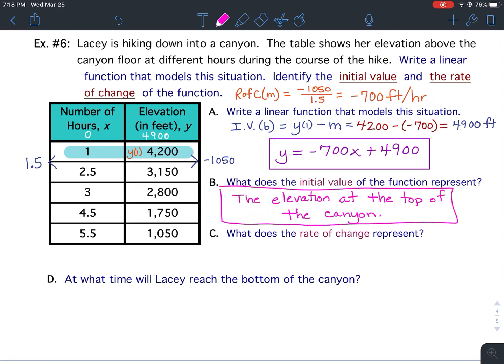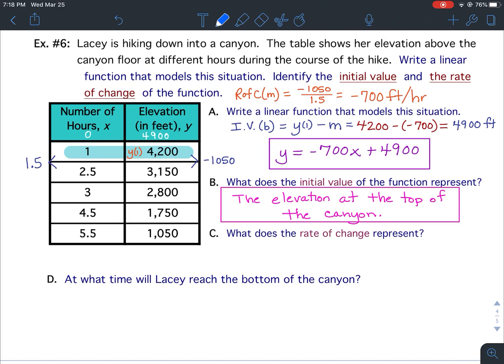Now it's important that you remember that because, guys, like I said, the problem's going to be just like this on the worksheet. It's going to be like this on the next review for the next set of notes. It's going to be on the review for the test, and it's going to be on the test. And that's going to be the answer. It's going to ask you, what's your initial value? Your initial value is the elevation at the top of the canyon.